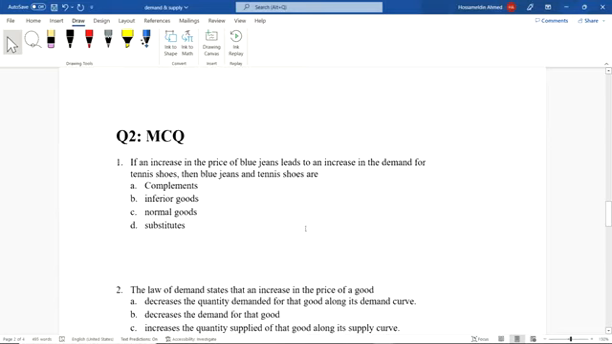Moving to question number 2, which is a multiple choice question. Number 1. If an increase in the price of blue jeans leads to an increase in the demand for tennis shoes, then blue jeans and tennis shoes are. The rule states that if increasing the price of one good leads to an increase in the demand for another one, then those goods are substitutes. This means that when the price of the original good goes higher, you move to the next good which substitutes the first one.